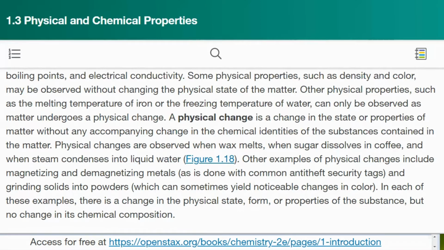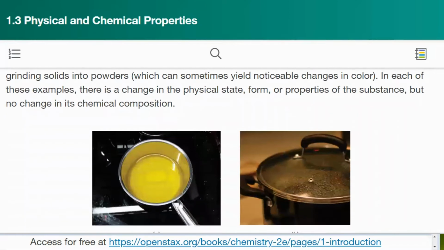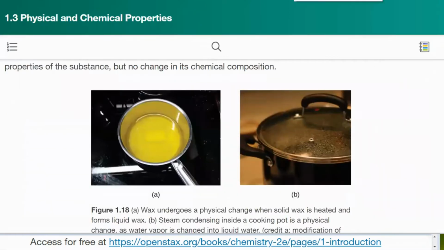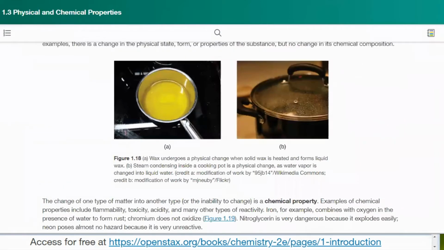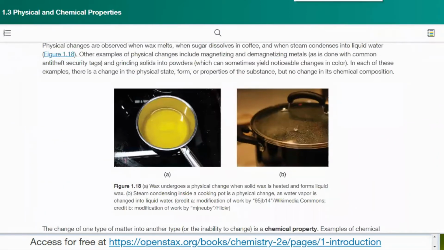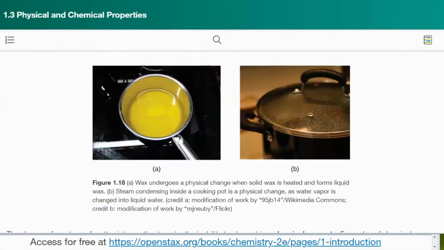So let's look at Figure 1.18. Panel A, wax undergoes a physical change when solid wax is heated and forms liquid wax. Panel B, steam condensing inside a cooking pot is a physical change as water vapor is changed into liquid water.